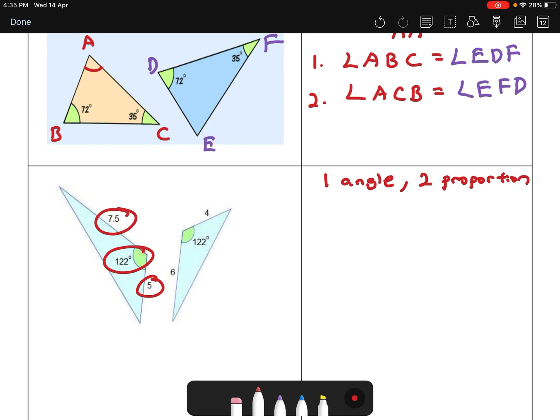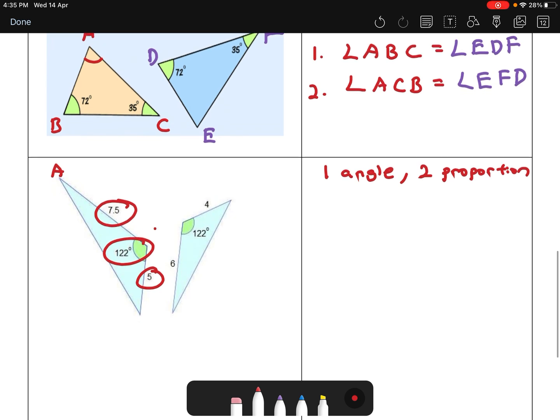Okay, so first thing I need to do, before that, is write the vertices: A, B, C and D, E, F. All right. Let me test for the angle first. The angle is 122 degrees, right?